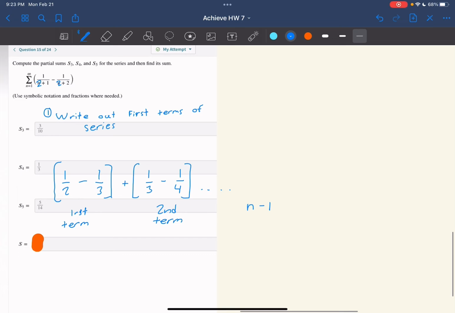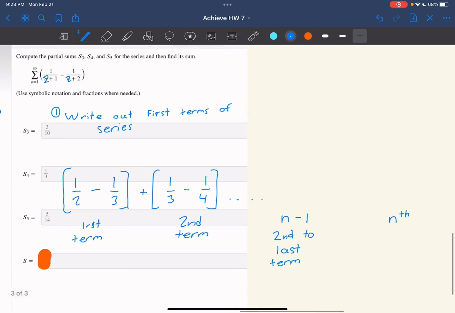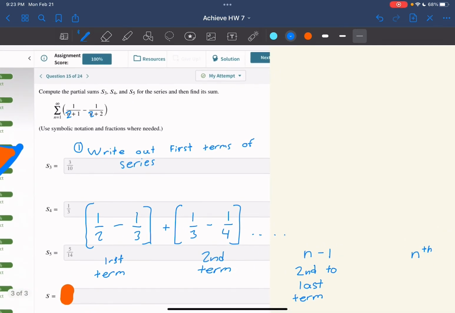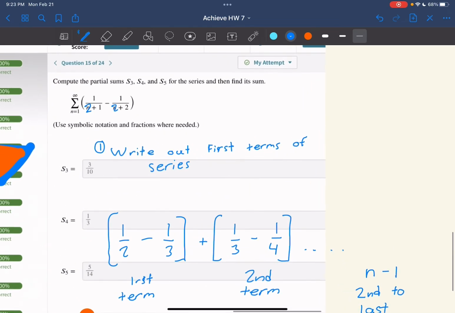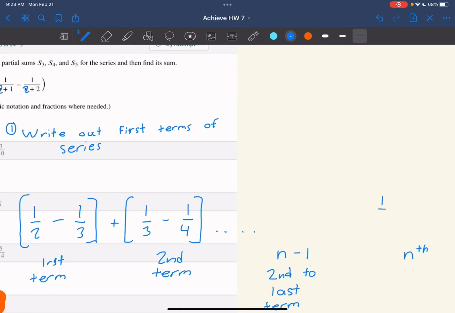And so this is going to be our second to last term in the series, okay? And the reason why it's n minus 1 is because our nth term is when we simply plug in n to the series. So when we plug in n to the series, then we just have what we really started with: 1 over n plus 1 minus 1 over n plus 2.